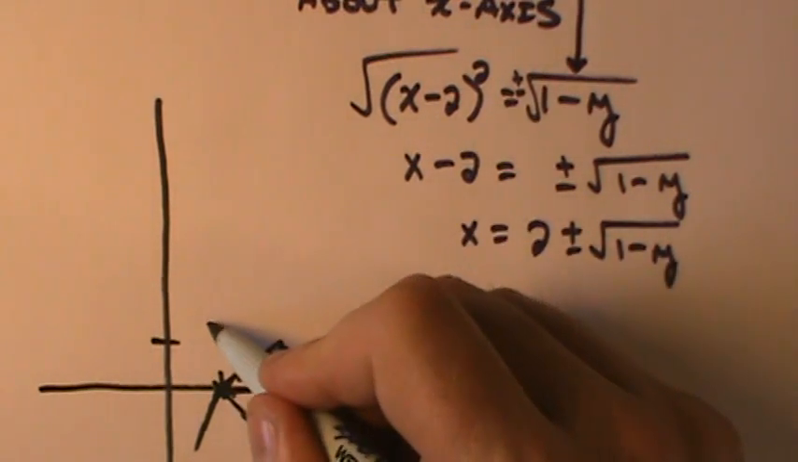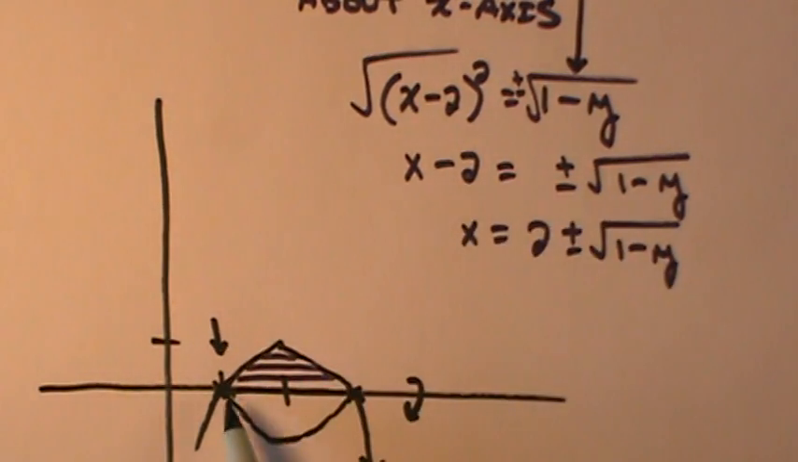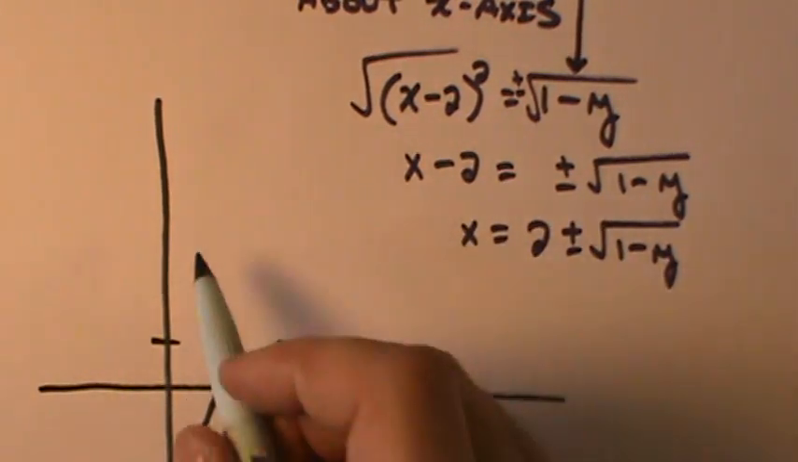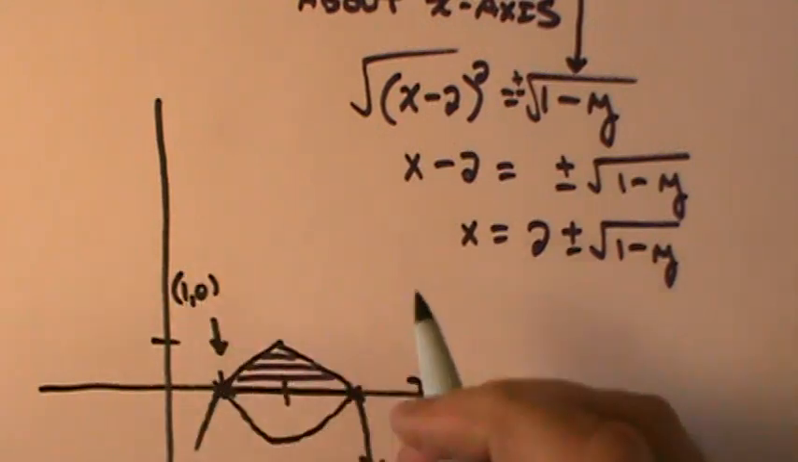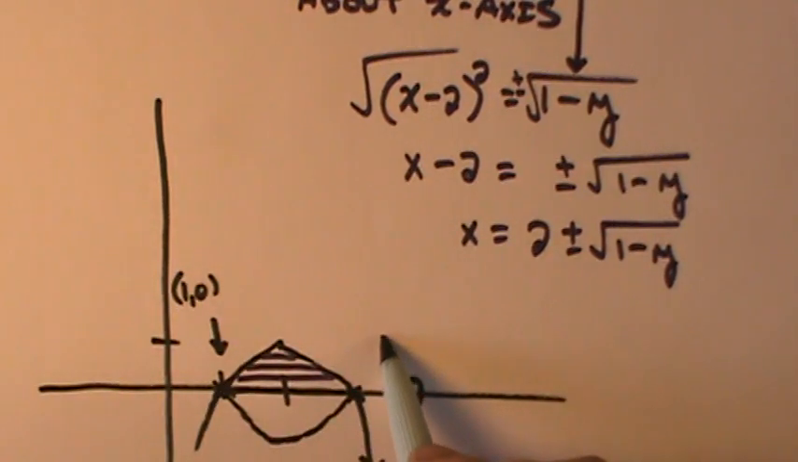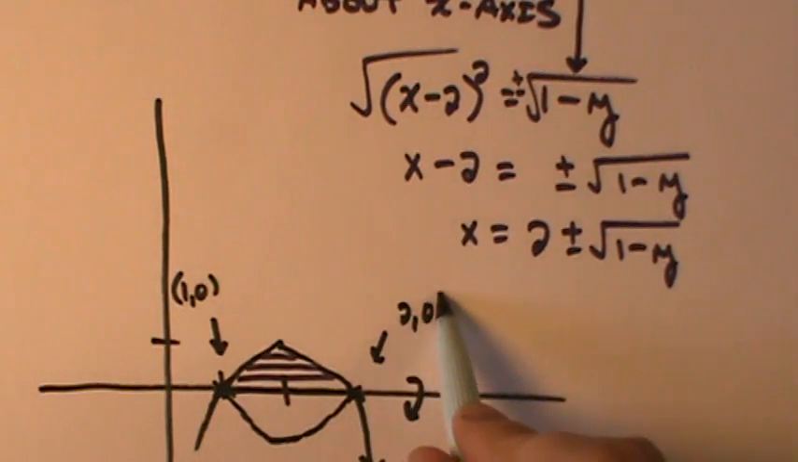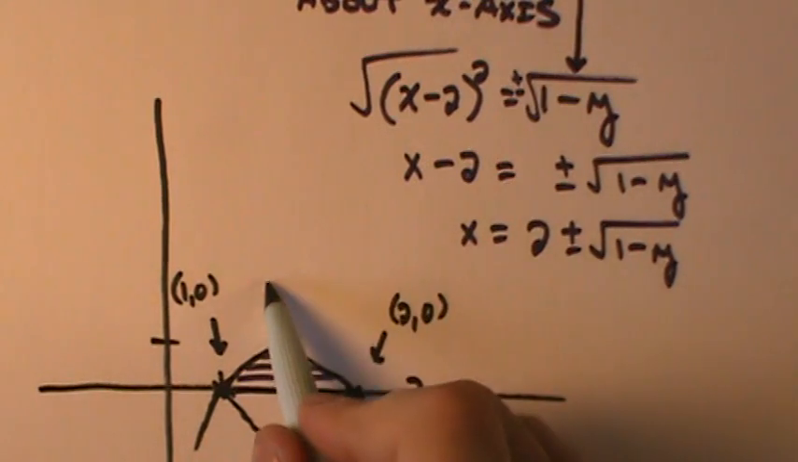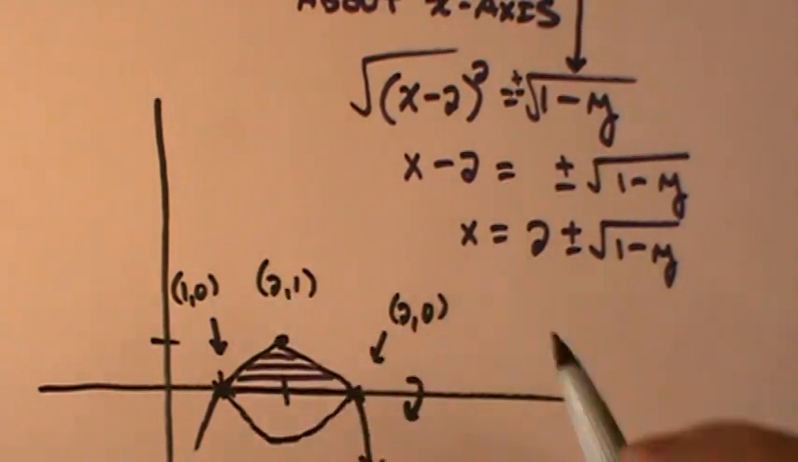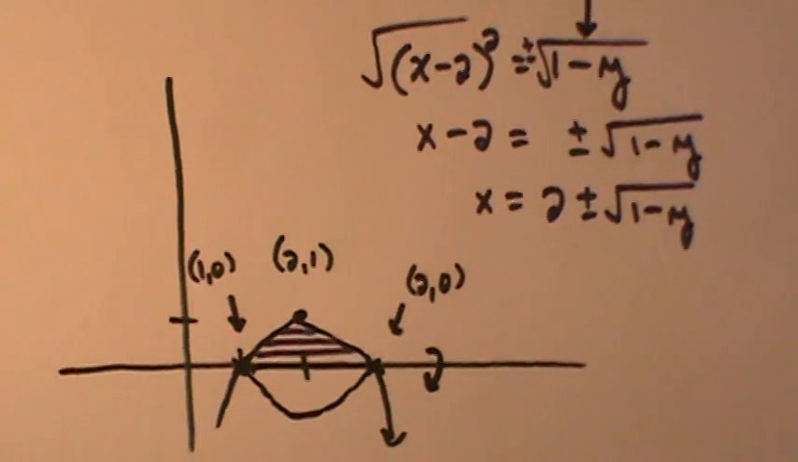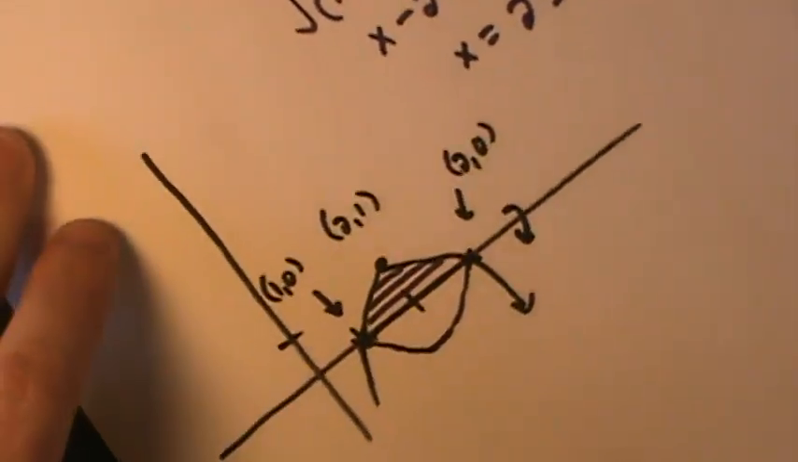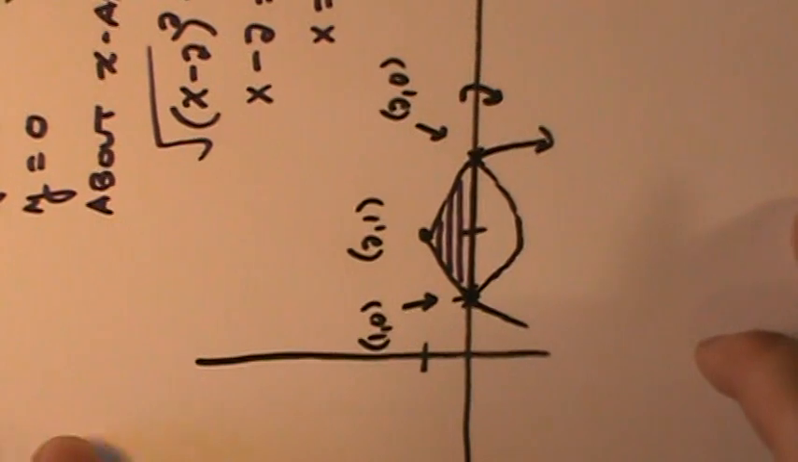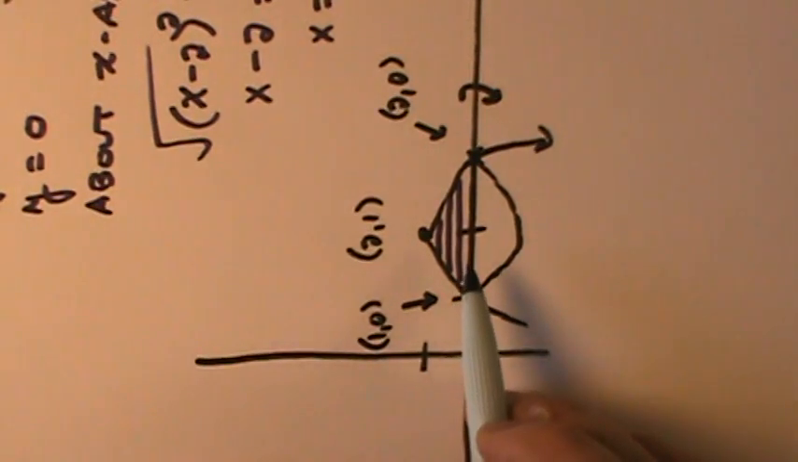As I look at this, I know I have these regions here. This region is 1, 0. This is 2, 0. And I'm actually interested in that peak. That peak was going to be 2, 1. So then I'm going to turn my paper just for a second so we can kind of see where we're at here. We're looking like this.